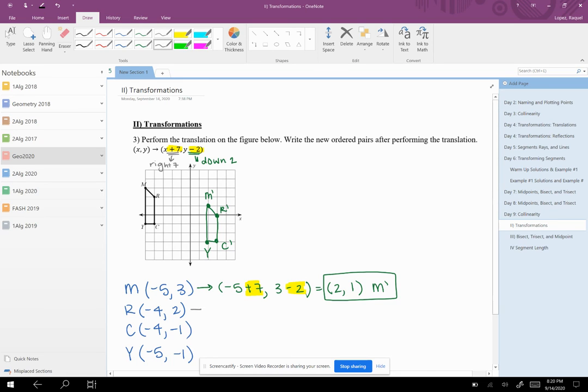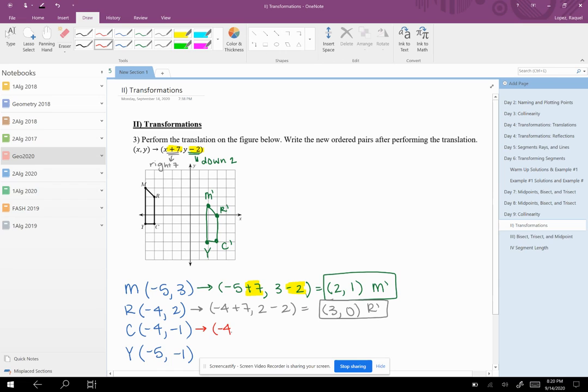So let's do the rest. So let's do R. So I have -4. I'm going to add 7 to that. 2, subtract 2 from that. So let's see, -4 plus 7. That's going to be 3. 2 minus 2 is 0, and that's R prime, which matches up with what I have on the diagram.